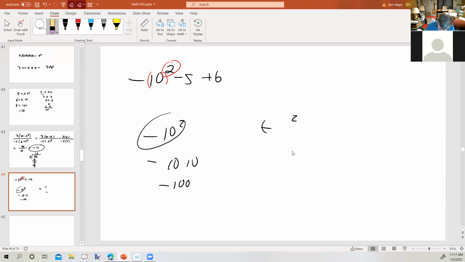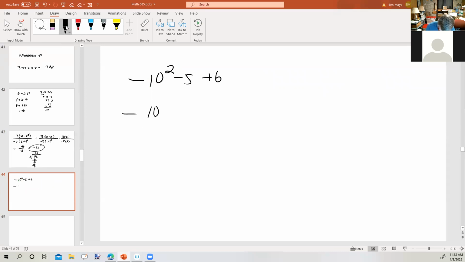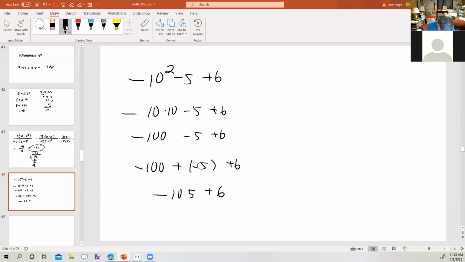Back to this. This is negative 10 times 10, or negative 100, minus 5 plus 6. Negative 100 plus negative 5 plus 6, negative 105 plus 6, negative 99.